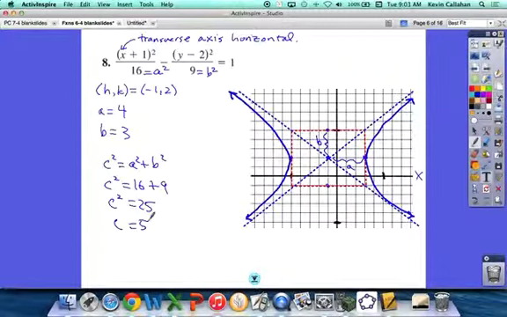So if we want to know where the foci are, we expect them to be inside each branch, right? 1, 2, 3, 4, 5. There's one focus. 1, 2, 3, 4, 5. There's the other focus.